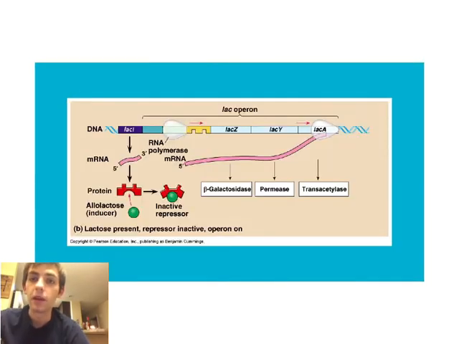Now, if lactose is actually present, lactose will bind to that repressor protein and cause a conformational change, which means it can no longer fit into that operator region. So RNA polymerase can attach to the promoter region and transcribe the strands, producing the different proteins and enzymes that it needs. You should go through, look at these diagrams again, and try to walk yourself through them.